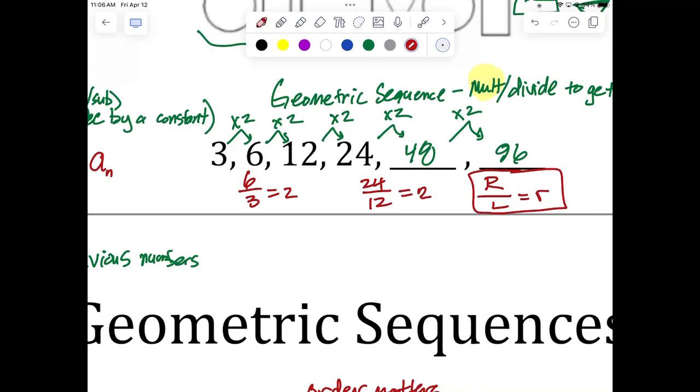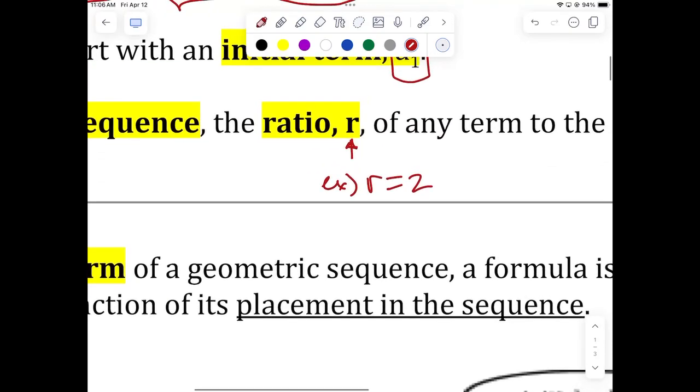Now, you probably didn't do that. You probably just said, oh, 3 times 2 is 6, times 2 is 12. But if you wanted to find it, you can do 12 divided by 6 is 2, 6 divided by 3 is 2, 24 divided by 12 is 2, so on and so forth. So we call that the common ratio.